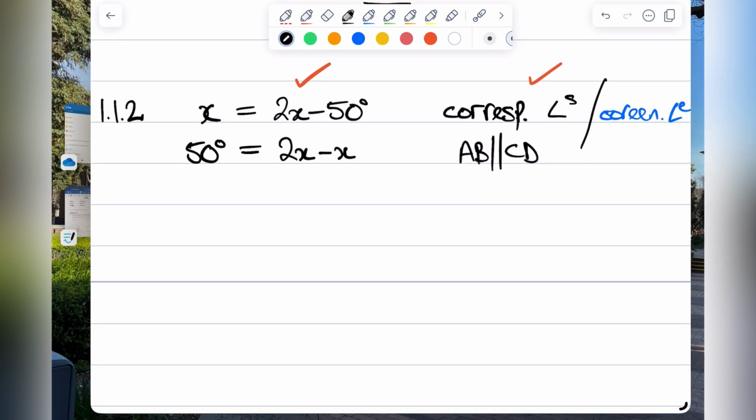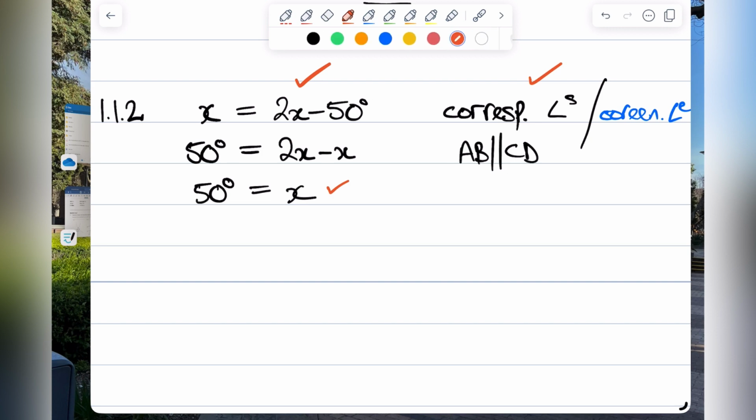So you can of course manipulate the equation the way you want to, but as long as you're able to get the x's isolated. And in this case, we've got it on the right hand side. So 2x minus x is equal to x. And of course, you've got 50 degrees on the left hand side. So x is equal to 50. So that will be your third mark in this type of question.